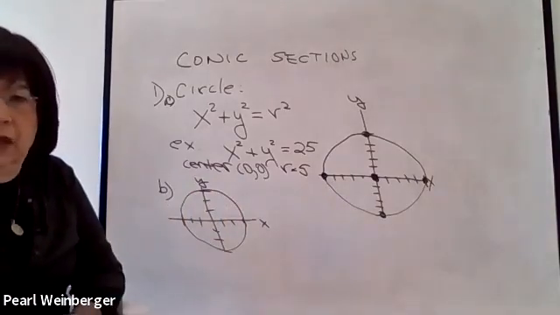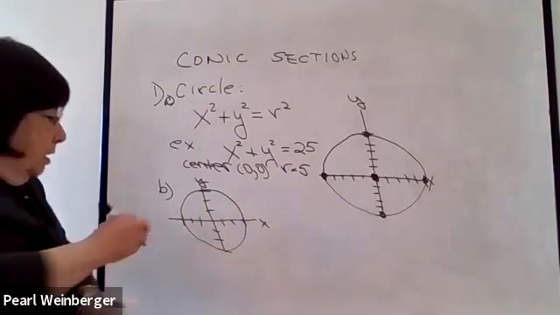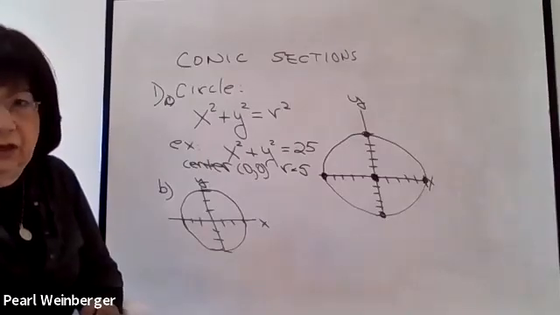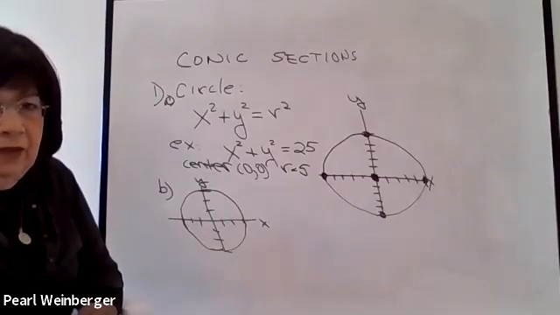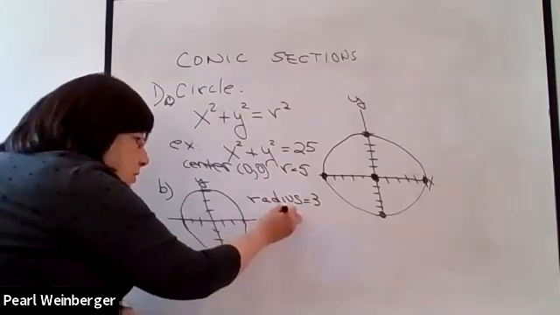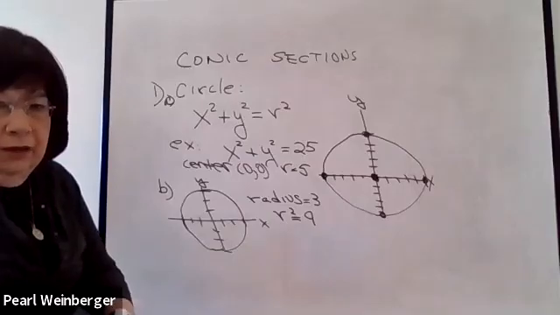Does anybody want to tell me what they think the equation of this circle is going to be? Three. Okay, because you said 3. What's 3? The radius. The radius of the circle is obviously 3. But the radius squared would be 9. So r squared is 9. Perfect. So what is the equation going to look like?